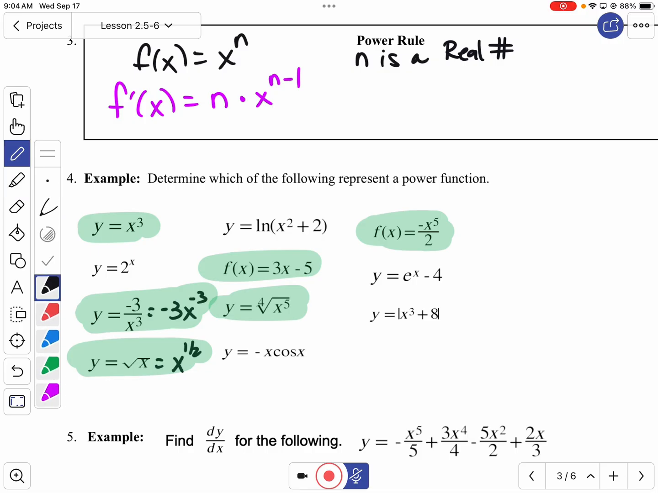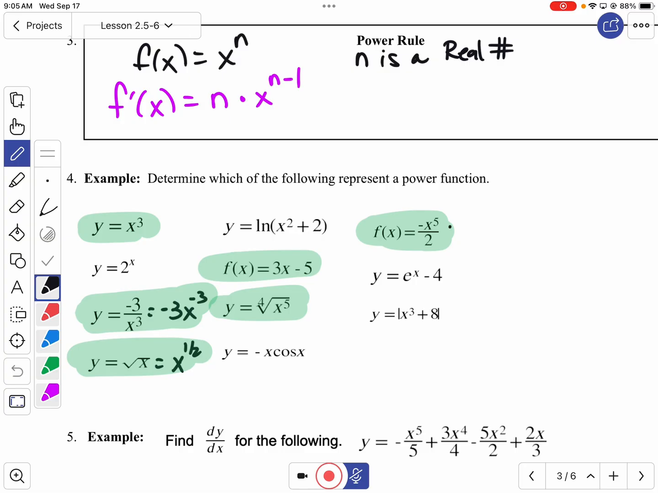Everything else is some different kind of function. Absolute value, remember we have to treat that as a piecewise function, okay? The pieces will be power functions, all right? But it will have to be a piecewise. So we'll kind of leave it out for right now, but it is an option, okay?